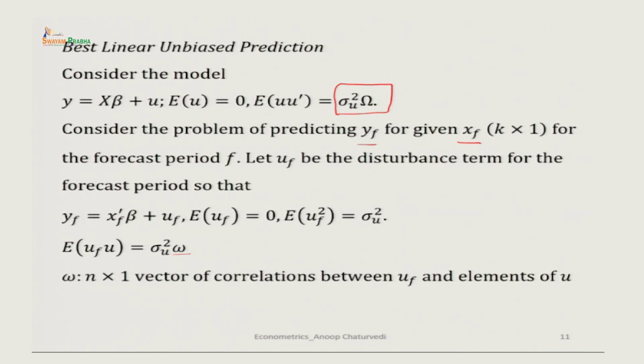So, along with this sample information, while developing the best linear unbiased predictor, we also make use of this information, the information contained in the correlation between u and u_f. Because this also provides you some information about the data structure. Your future observation is correlated with the past observations. So, you can utilize this kind of correlation for making the prediction along with the sample information.